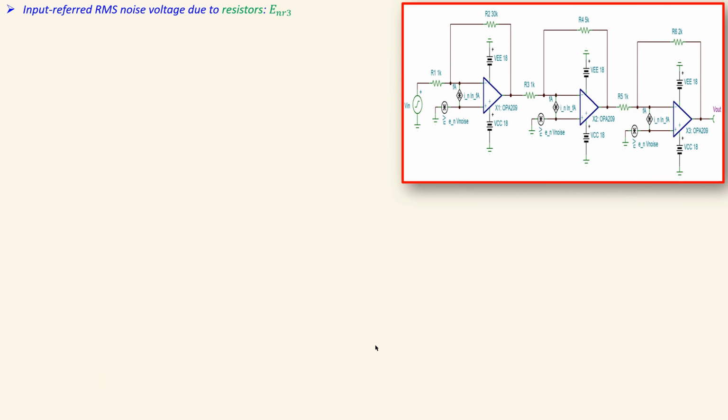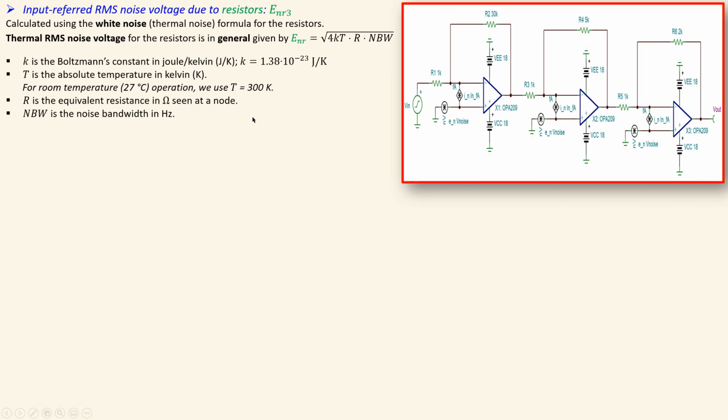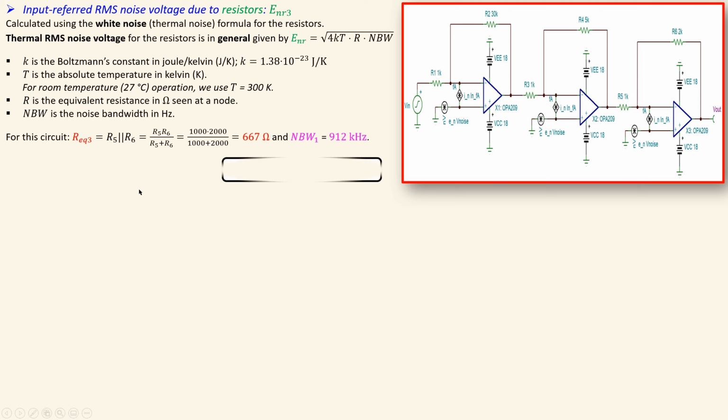Now we need to combine, of course, the resistors. The contribution of the resistors will of course be calculated using the white noise or the thermal noise voltage. That's given by this formula. And again, these are the parameters: the Boltzmann constant, temperature, the resistor and the noise bandwidth. Now in this case again we have this resistor, and also the noise bandwidth will be limited by the first stage, also for the third stage.